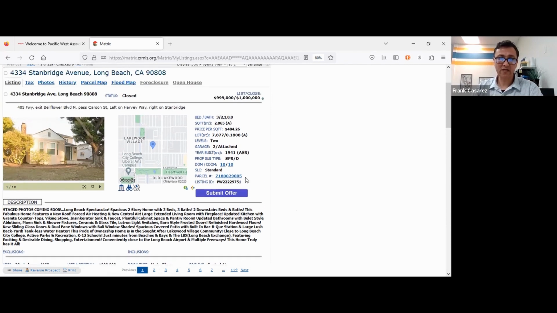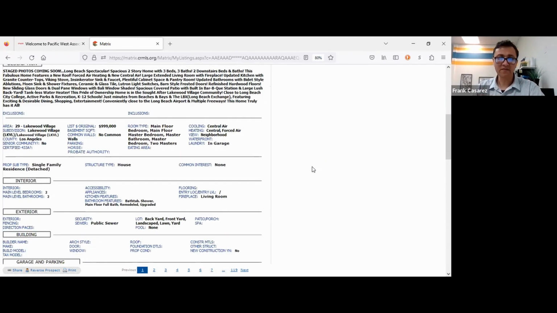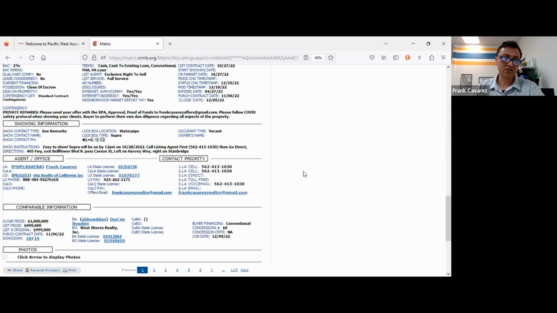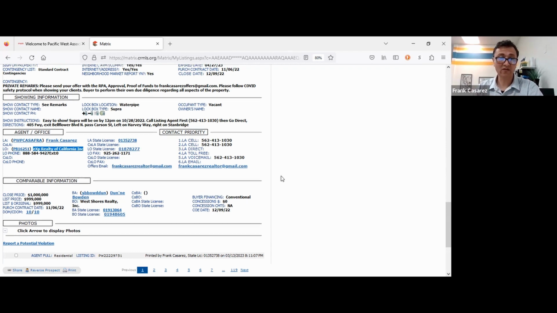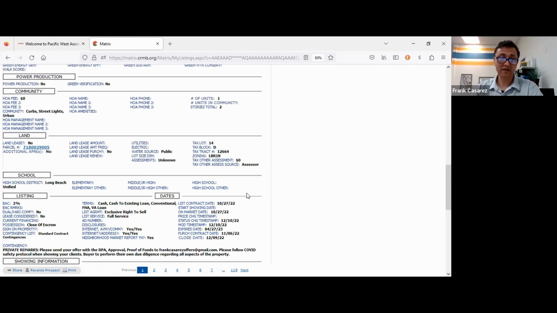All you have to do is, for example, the parcel number. Let me go back here. There we go. The parcel number is right here. So all I do is highlight that, copy, boom, paste it over to my RPA. Same thing with the brokerage. You just scroll down to the bottom and you look at what brokerage they're with, highlight it, copy, boom, paste it over. Name, copy, paste it. DRE numbers, copy, paste them over. Just bring them right over just to make sure that you're getting everything correctly.